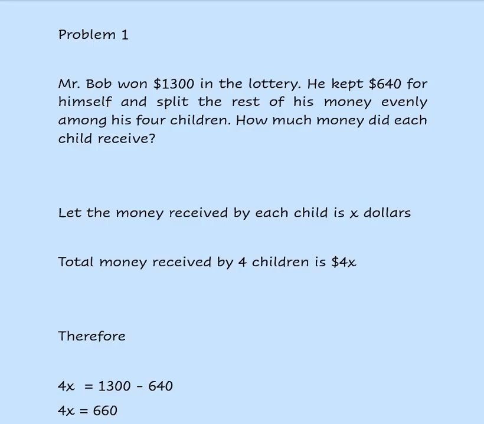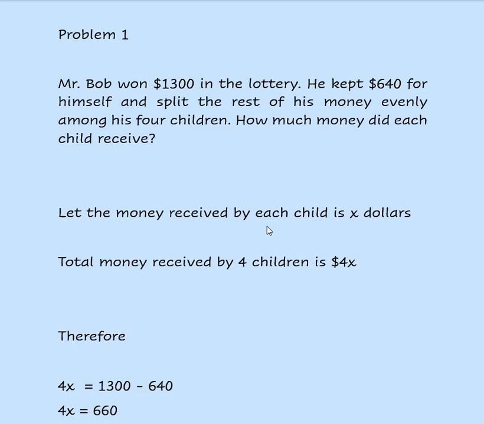We are going to solve two more word problems today. The first problem is problem 1. Mr. Bob won $1,300 in the lottery. He kept $640 for himself and split the rest of his money evenly among his 4 children. How much money did each child receive?